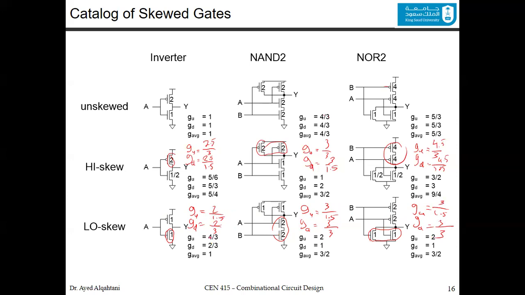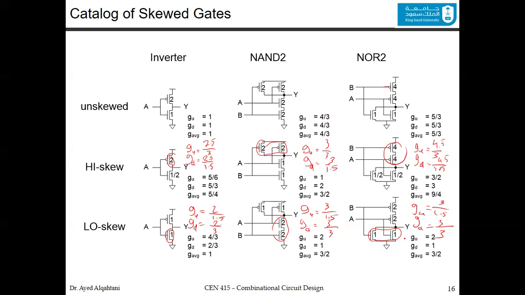2 over 1.5 is actually 4 over 3. 2 over 3 is the same. 3 over 1.5 is 2. 3 over 3 is 1. 3 over 1.5 is 2. And 3 over 3 is equal to 1. And you can get the average for each one.